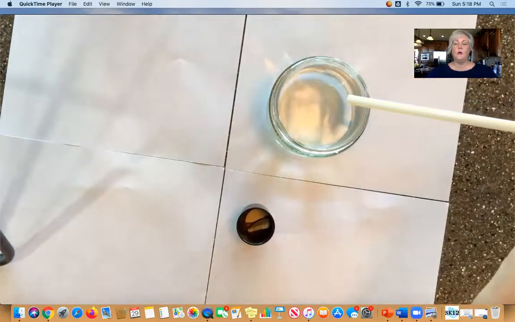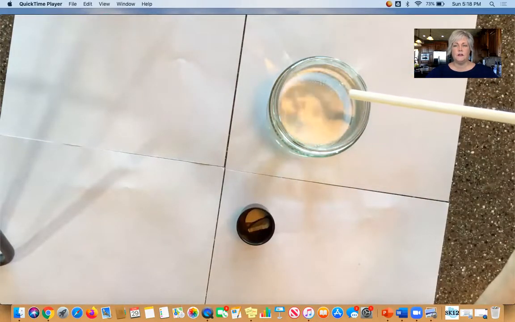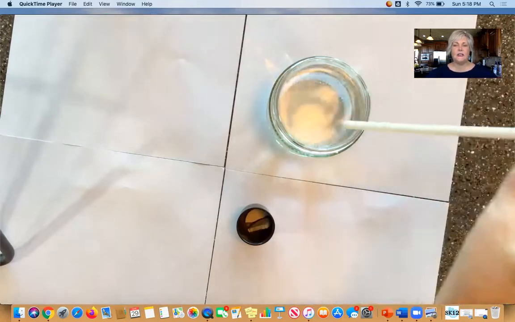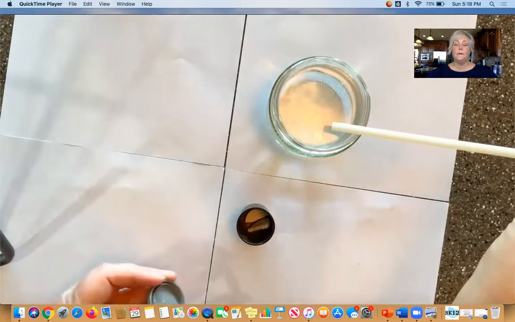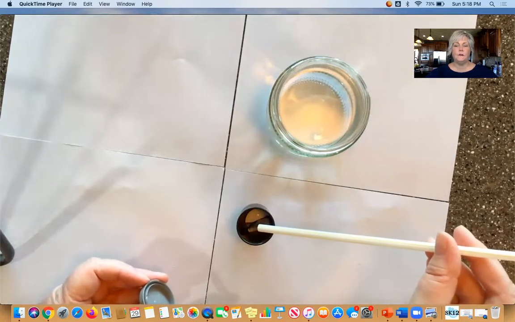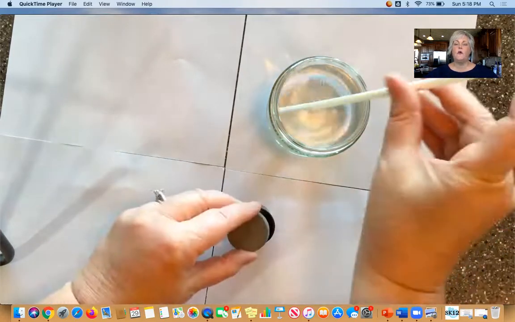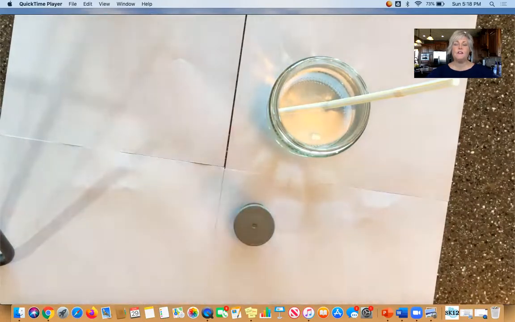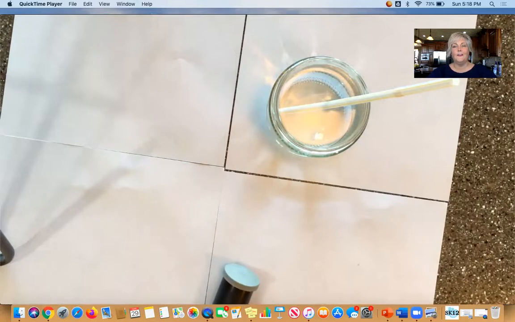I'm just going to add a little bit of water to get that catalyst to start that chemical reaction, and then I'm going to immediately put the lid on it. And so you can tell that this is a chemical reaction because it creates carbon dioxide. Wait for it. Oh, yay. It's kind of a little bit anticlimactic, to be honest with you.